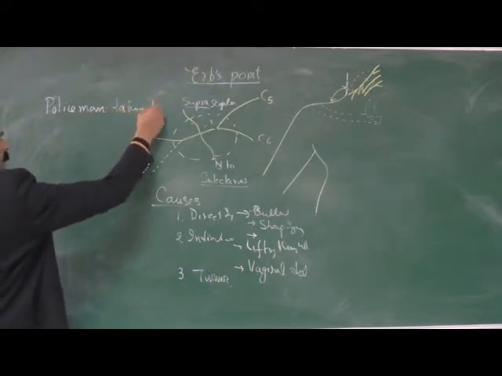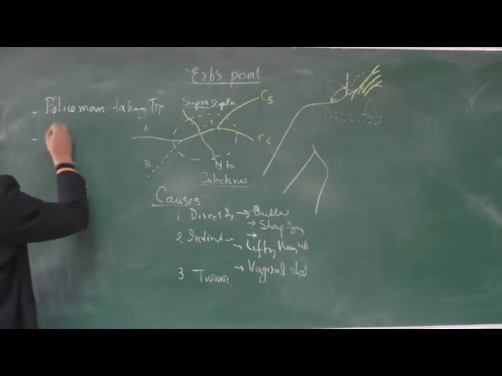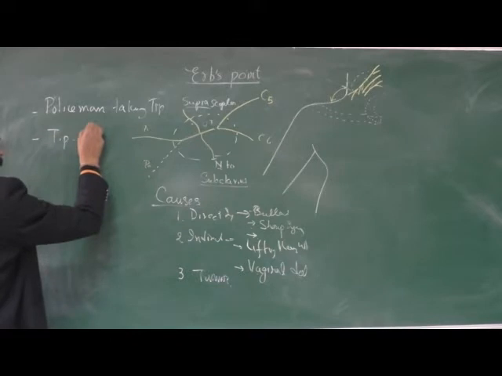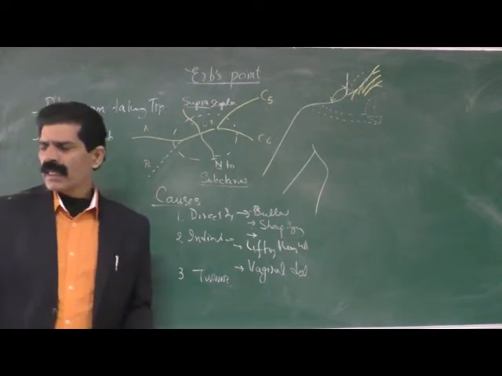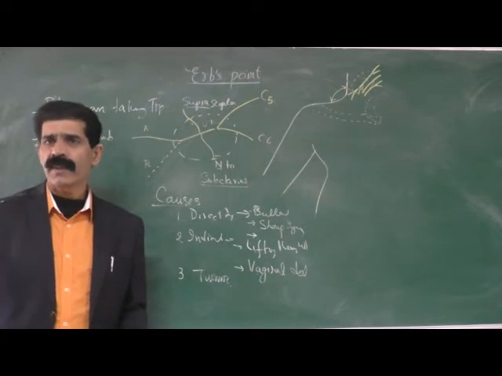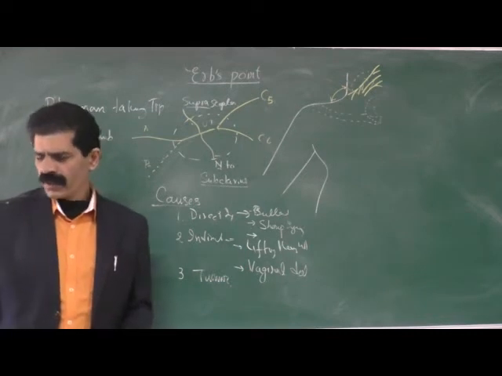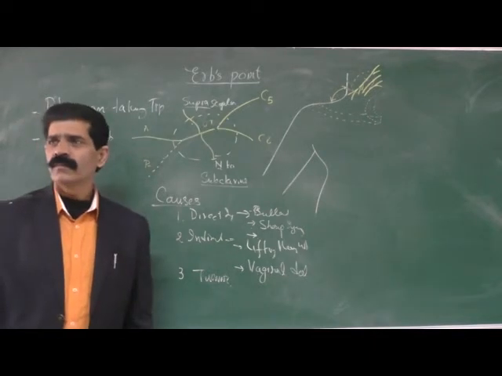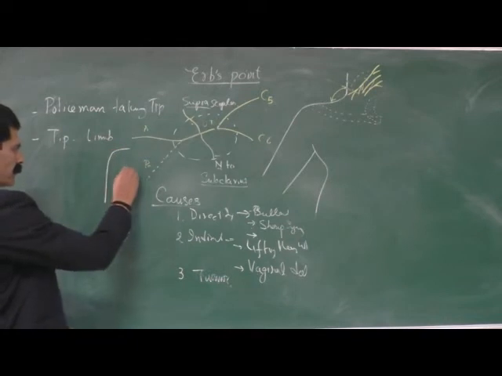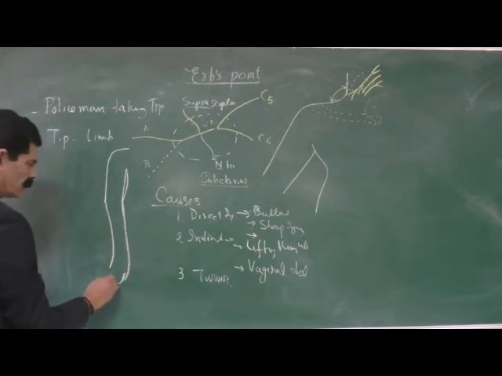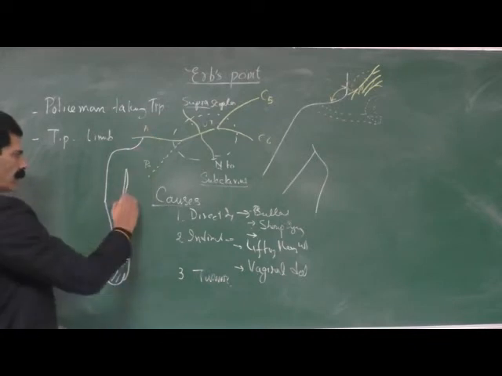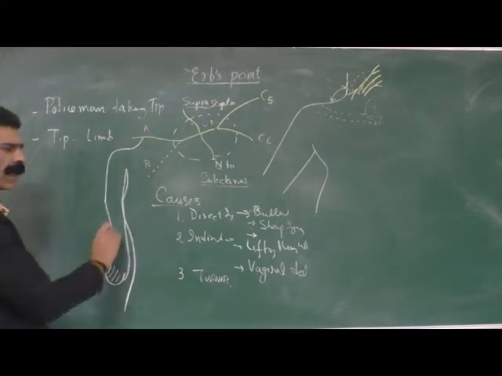Policeman taking tip. Or what others call the tip limb. So whenever you are caught in some traffic problem and you have to give some money to the policeman, see how the policeman is taking the bribe. So his arm is in this position. So what is the position of the arm? So this is the position of the upper limb.